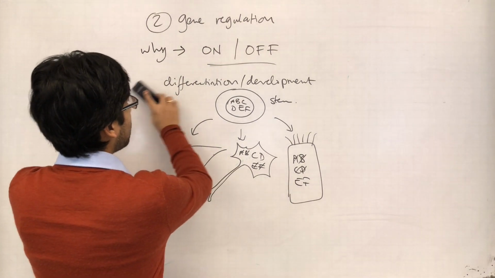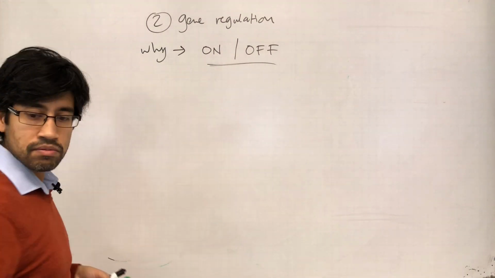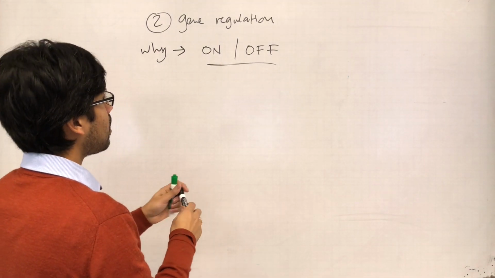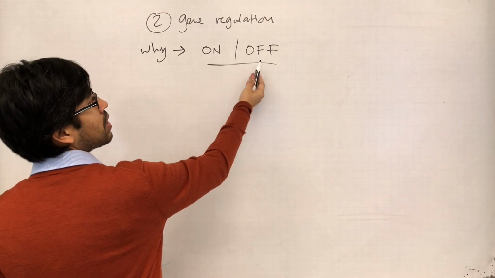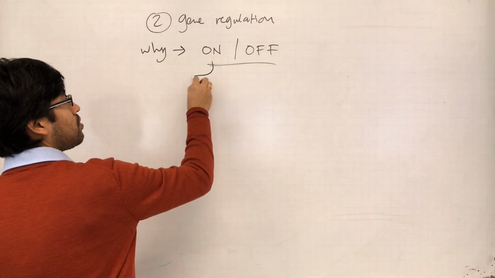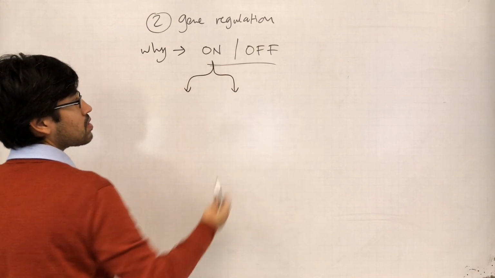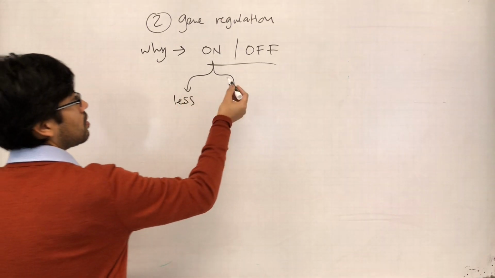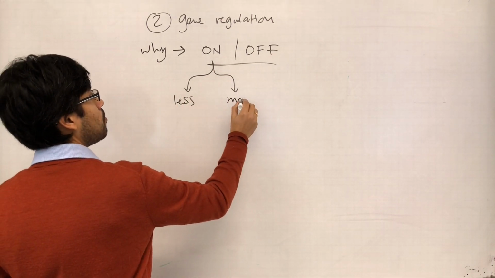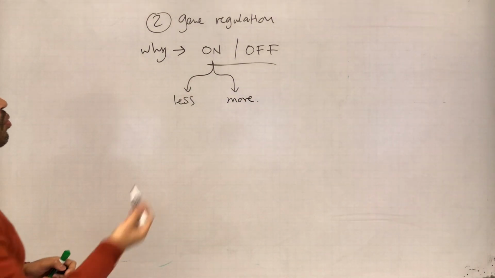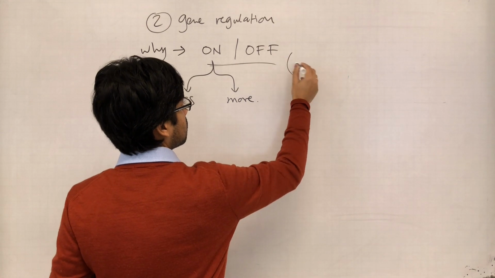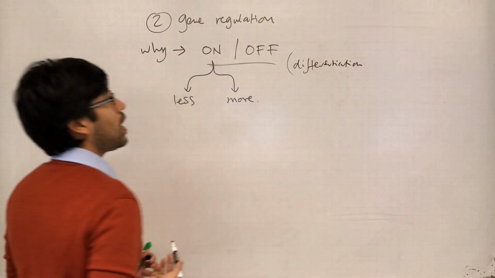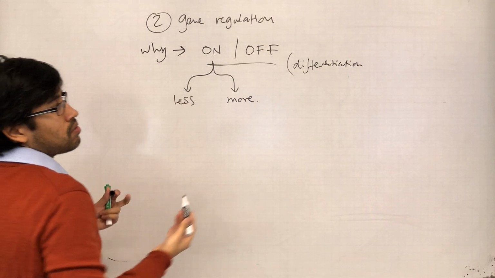Let's look at another example. So that's the on-off idea. But the other situation where you need to regulate genes goes beyond on and off. Even in the on situation, even when genes are expressed, there might be scenarios where you need less, or in different scenarios you might need more. While on and off, in my view, has more to do with differentiation, it might have more to do with development.